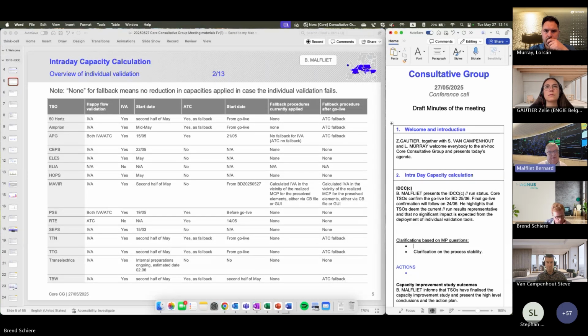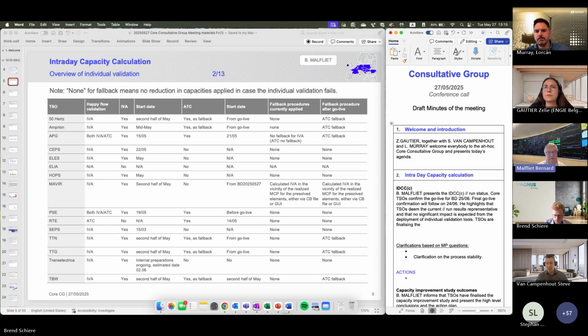When are these individual validations going to start? Well, these processes were still in development when we started the parallel run. Some of them have already started in the meantime. A few will go live still in the second half of May. And there is one still foreseen in the beginning of June. But most of them will be there in May, and we are almost at the end of May. So that means most of them are there, and we will start seeing the effect of the local validation.